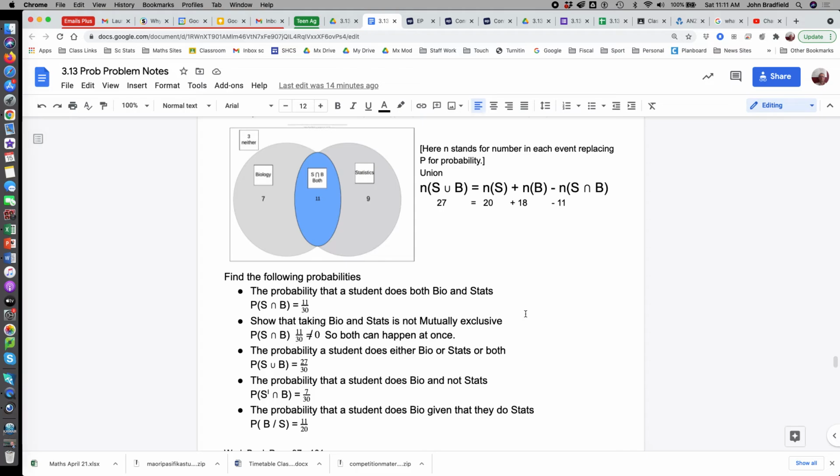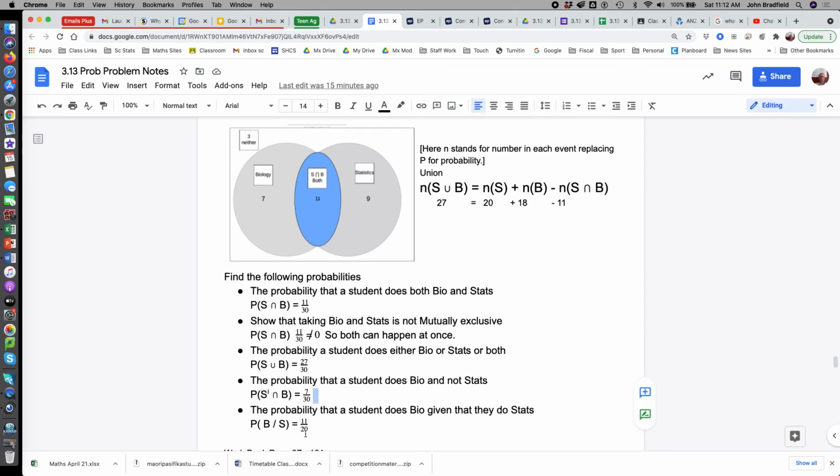The probability that a student does bio and not stats. Have a quick look at the notation on that one. So that's the probability that they don't do stats, so that's a complement, and they do bio. So that would be these people here. They do bio, but they have shunned statistics, which is very hard to understand, really.